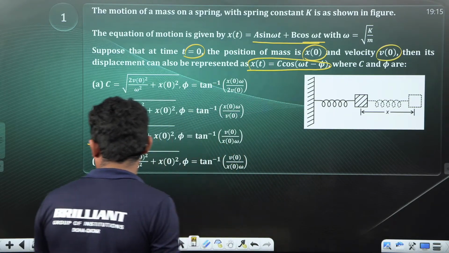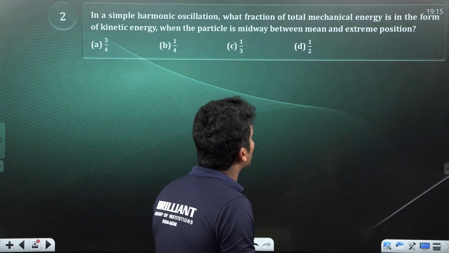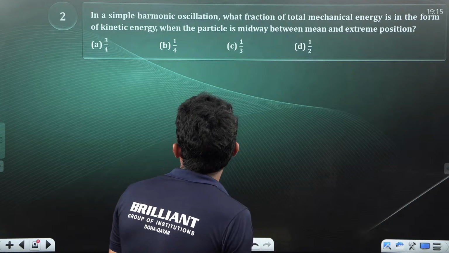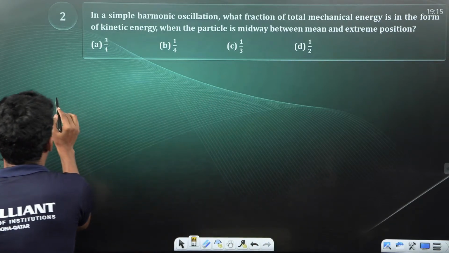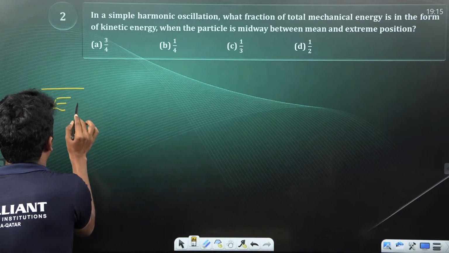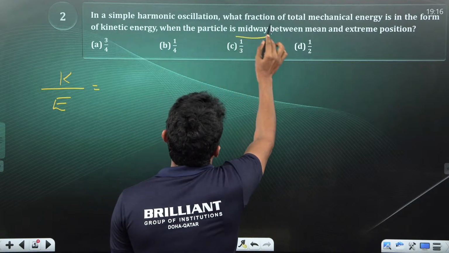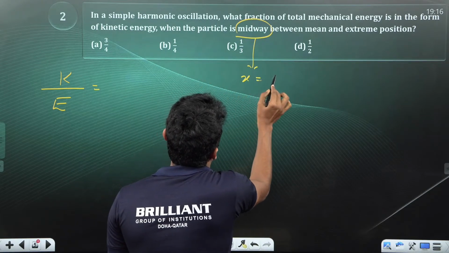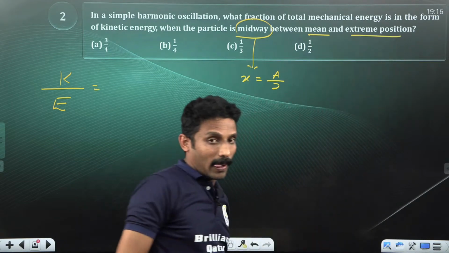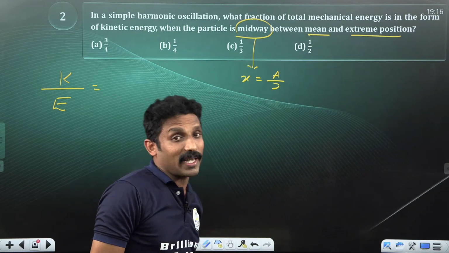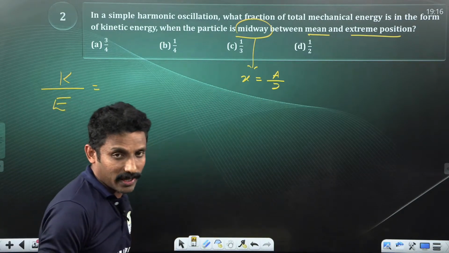Okay, the next question is: in a simple harmonic oscillation, what fraction of total mechanical energy is in the form of kinetic energy? That is, out of the total mechanical energy E, how much is kinetic energy? When the particle is midway between mean and extreme position, the displacement is a by 2. At this displacement, what is the ratio of kinetic energy to total energy is the question.